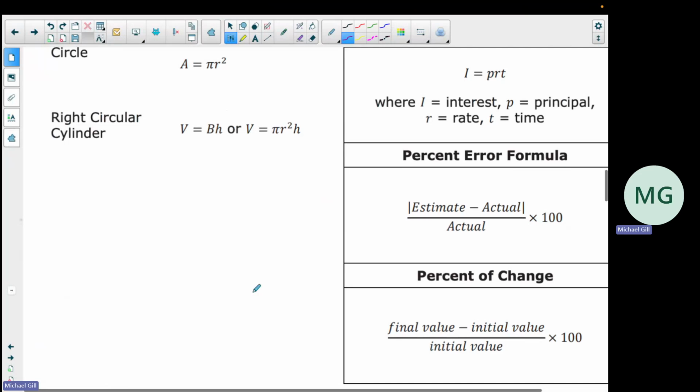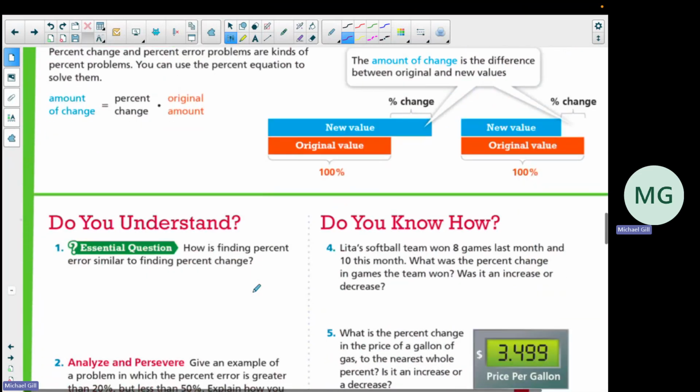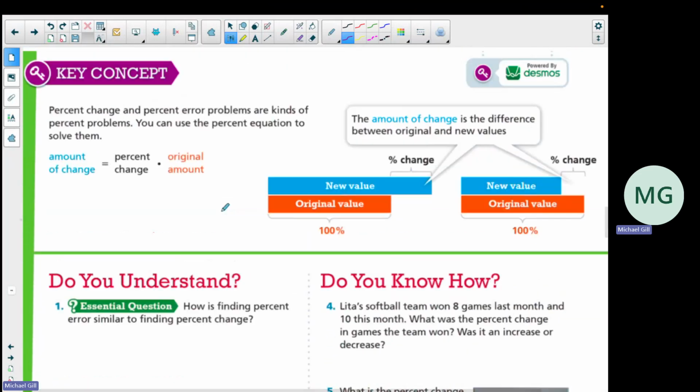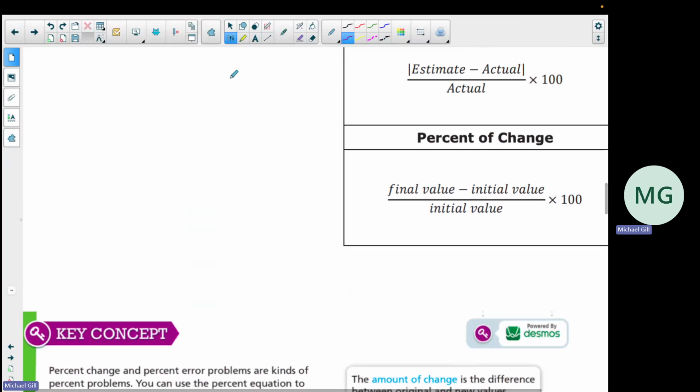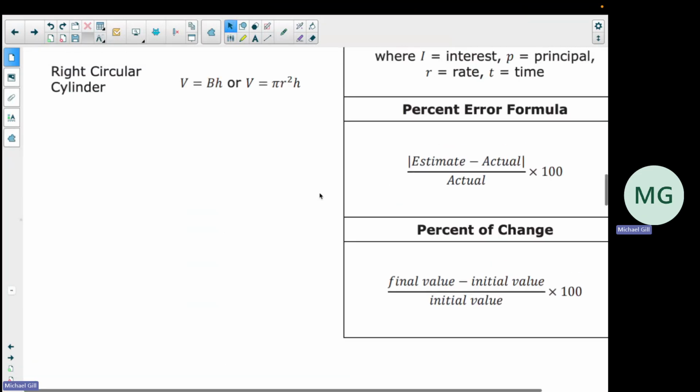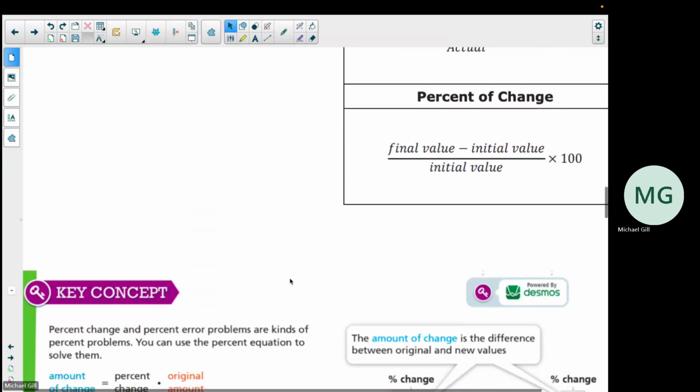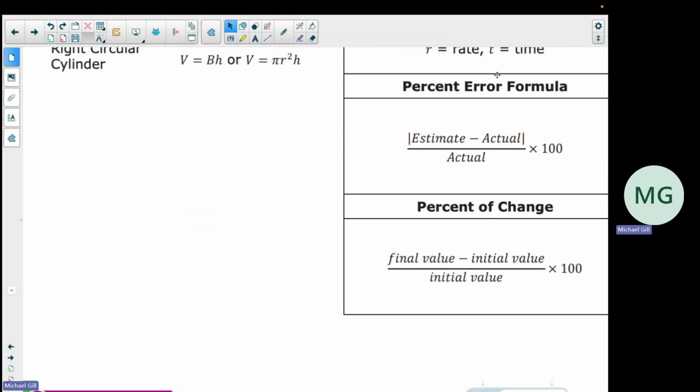We learned a new way to do the same kind of problems, but just a different way to do it using a formula. I don't know if they're going to be forced to use the formula, but the standard specifically says use the formula for percent change and percent error. So it might be that they give them a question where they have to understand how to use the formula in some way. So these are the two formulas we used.